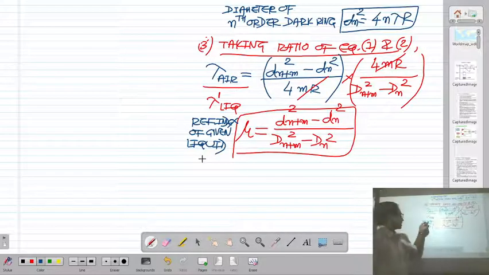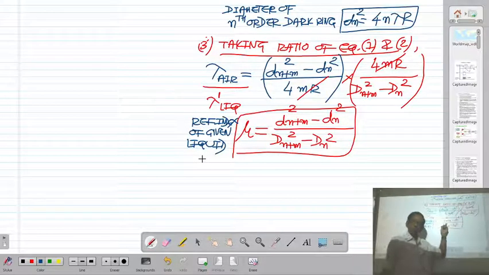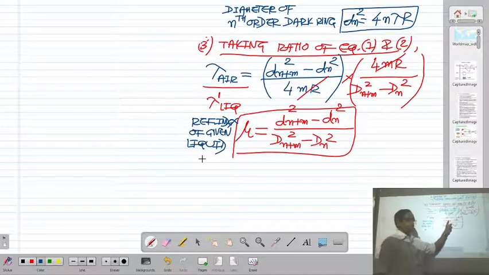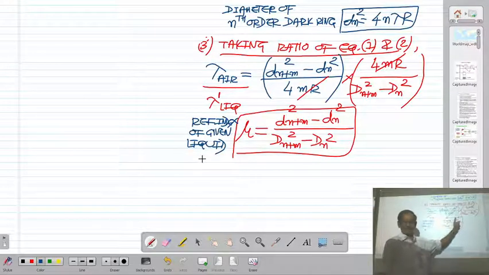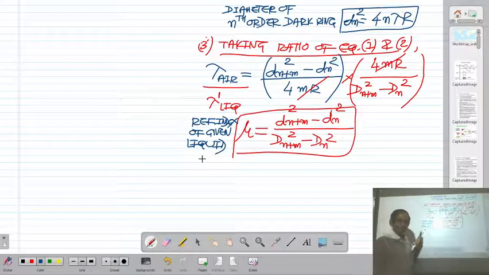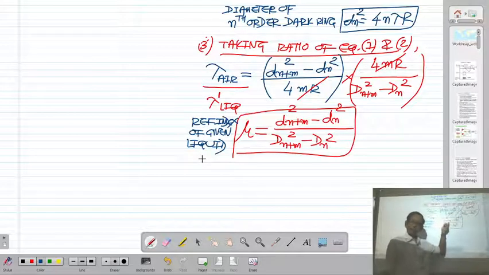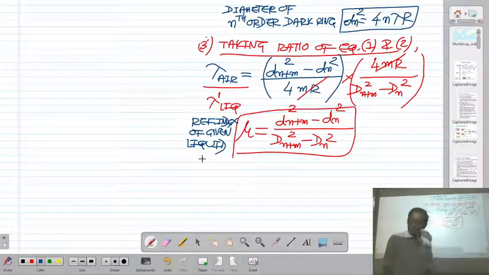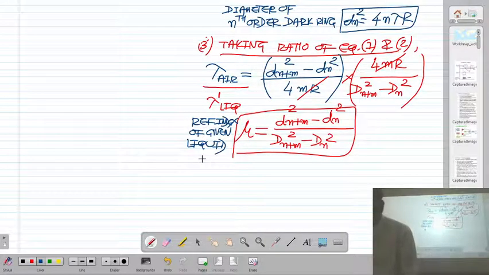But to determine the refractive index of a given liquid, you have to take 4 observations. You have to measure the diameter of n plus m order dark ring, the 15th dark ring in the air, and the nth, 10th dark ring in the air. Then you put liquid, and in the liquid film, again you measure the diameter of the n plus m order dark ring, that is the 15th dark ring, and the diameter of the nth order, 10th dark ring in liquid. So actually you have to take 4 observations. Okay. Now I take 2 examples.